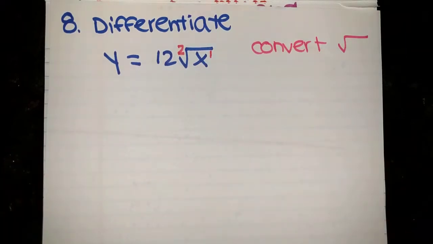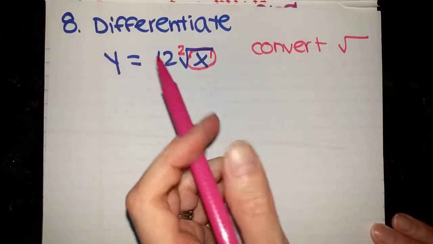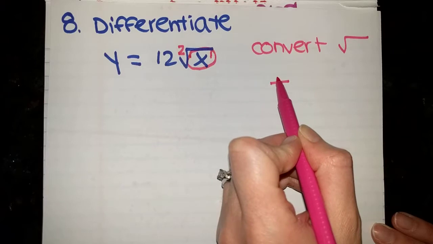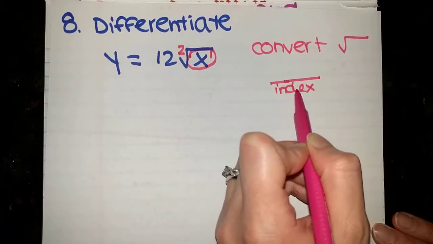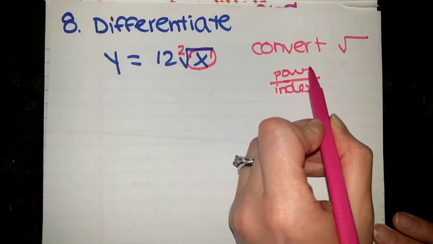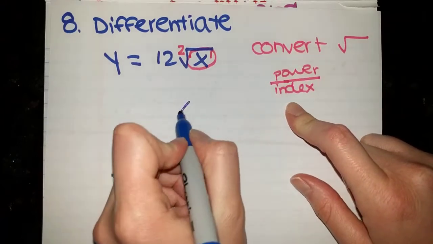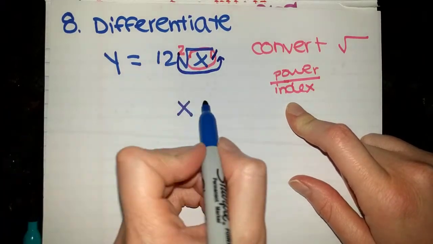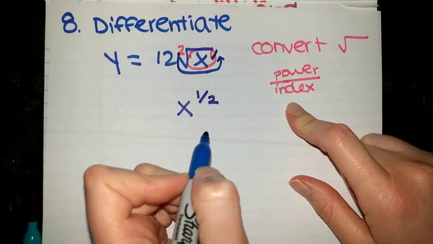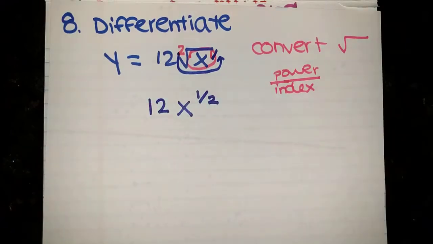So when you make this conversion, the way that I think about this is everything stays the same except for the denominator. The denominator is going to give us the index that we have. So it's the power over the index. So what will happen here is everything's going to stay the same, and this little index is just going to scoot up into the denominator. So it'll be x to the 1/2. And then the 12, of course, is just going to tag along for the ride.